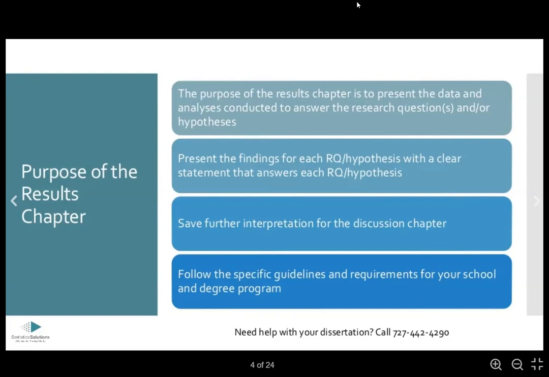Again, you want to save any interpretation about what these results mean or how these results affect the sample or the population that you studied. You want to save those things until the discussion. So reserve all thoughts around these results for the next chapter. And as always, make sure that you are following the guidelines of your school as you're putting this chapter together.